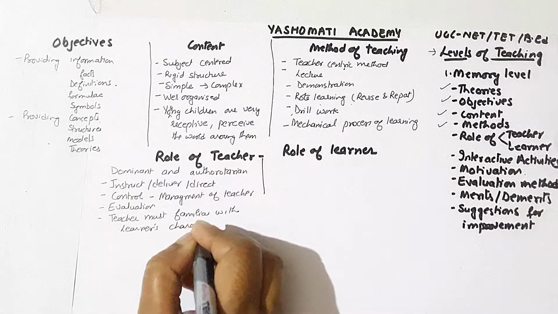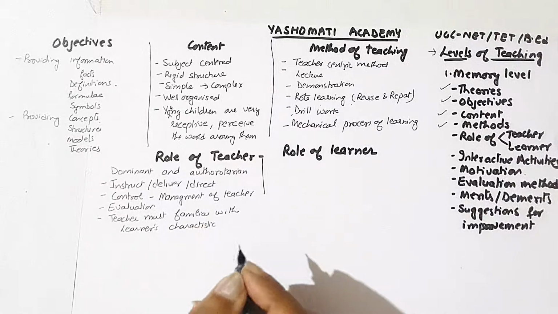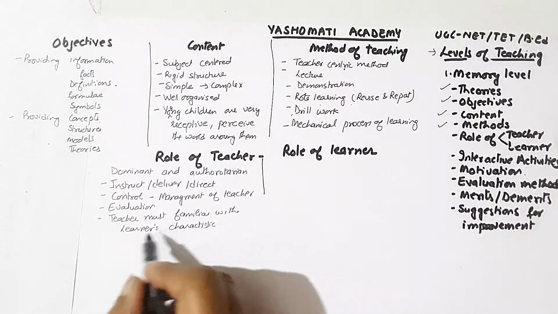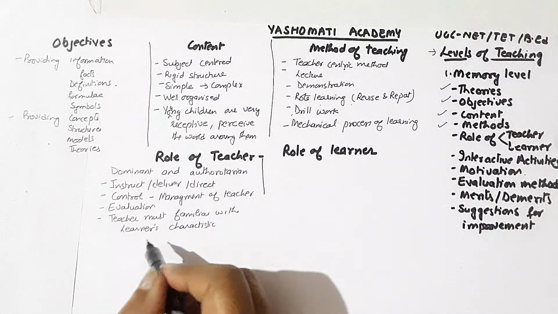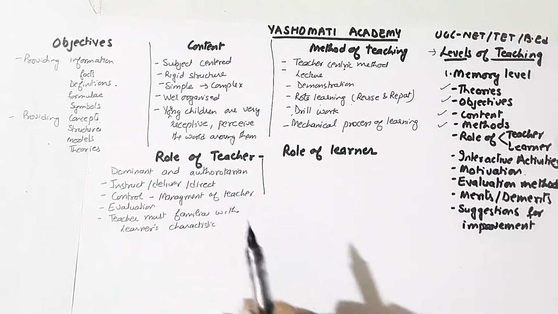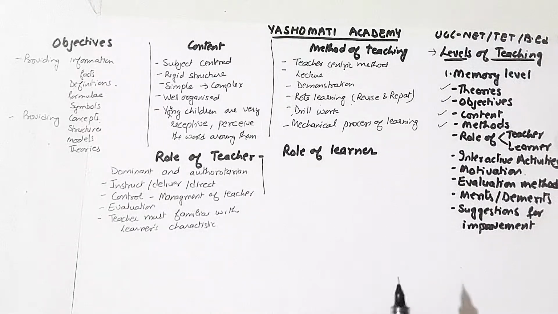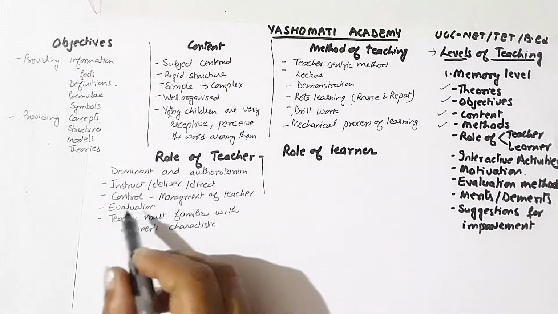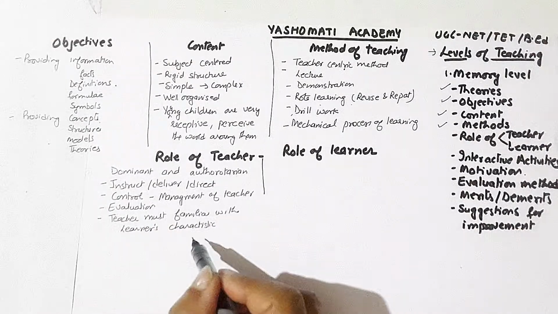Learner's characteristics may include age, mental level, his motivation level, what kind of activities motivate the learner, what kind of evaluation technique used by the teacher will give him best possible inference. That is to be decided based on learner's characteristics. Because very important role of teacher is that he should keep his or her learner motivated, and for that teacher has to be fully aware of the learner's capabilities.